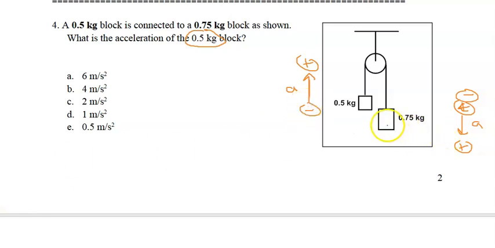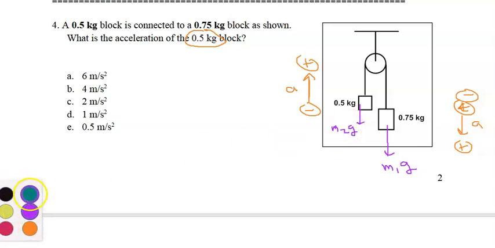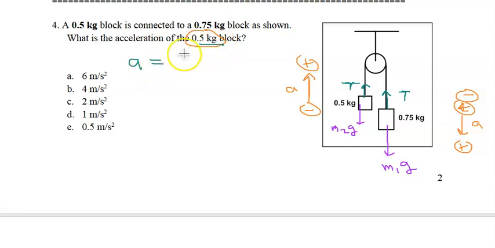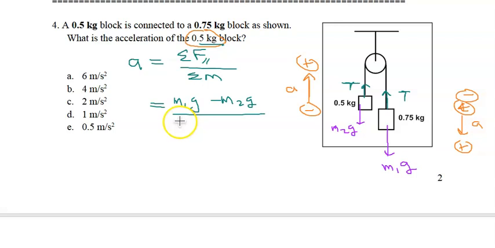Okay, then let's draw our external forces: the weight of this object and the weight of this object. And you have, let's see, tension, which is an internal force, so it cancels. So basically this is just saying what is the acceleration of the system. And so we want the sum of the forces that are parallel to the motion over the total mass. So we have M1G minus M2G over the total inertia of the system, which is 0.5 plus 0.75.